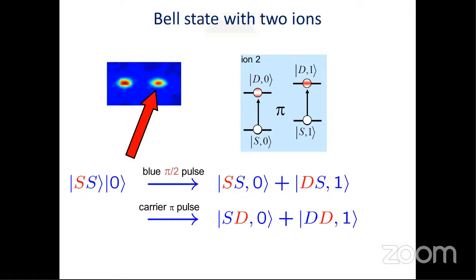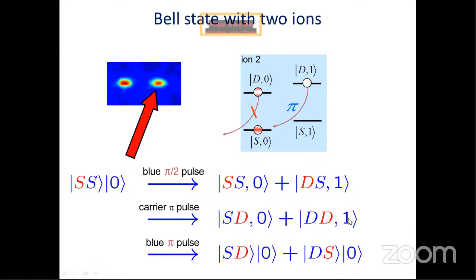Now what you have to do is get rid of this phonon mode, which is the motional state in 1. So what you do is you come with a blue pi pulse. This state doesn't go anywhere because it is already in the motional ground state. There is no other mode below the motional ground state.